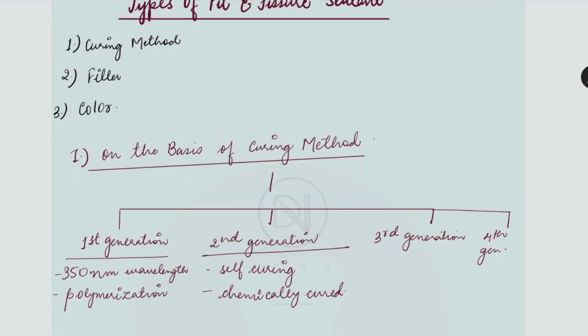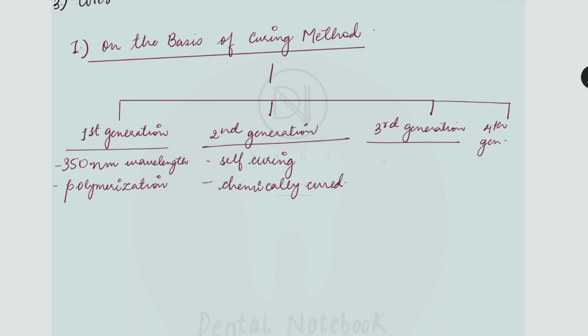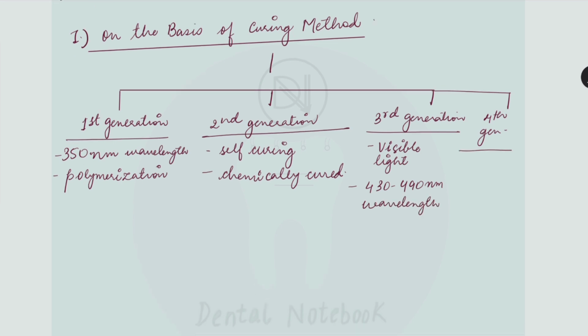Okay, and the third generation requires visible light. It requires a 430 to 490 nanometer wavelength. And the fourth generation has a fluoride benefit. Okay, so this was on the basis of curing method.